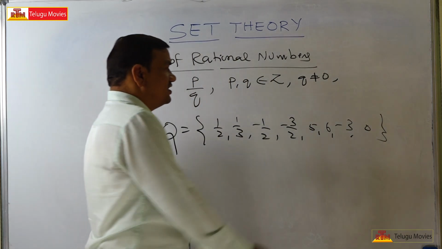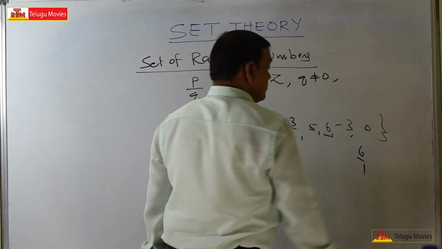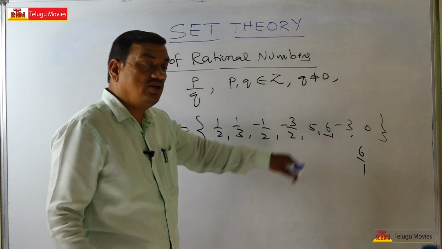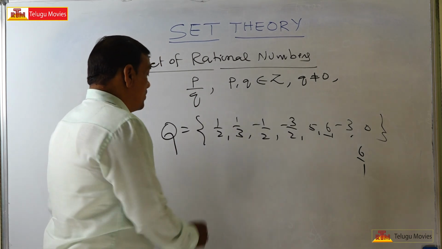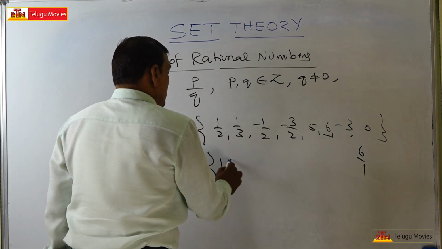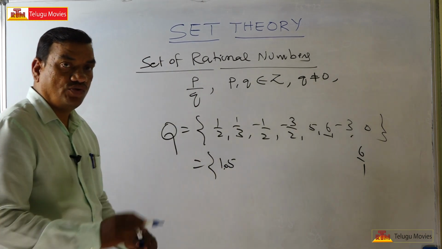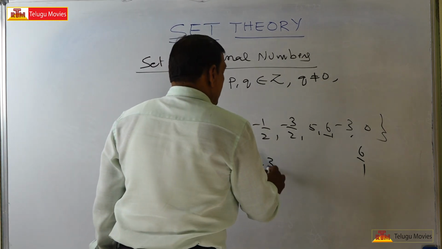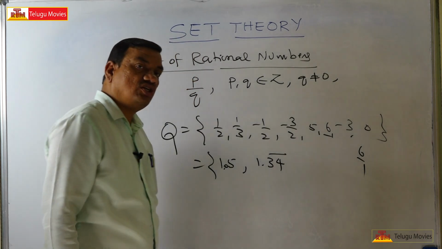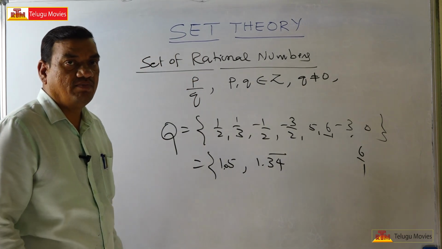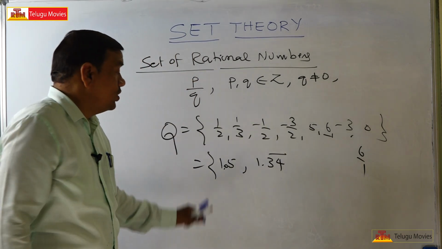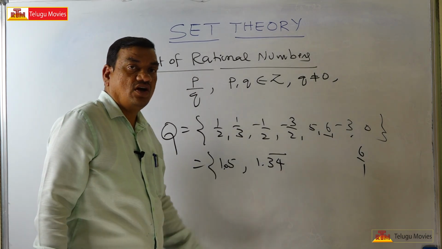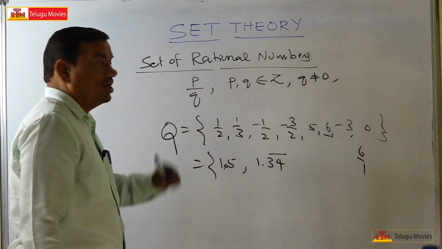Understand? Why? Sir, 6 is a rational number as 6 by 1. We can write it as a rational number. 5 is a rational number as 5 by 1. Sir, 1.5 is a rational number as 1.5 is equal to 15 by 10. We can write it so. And 1.34 bar is also a rational number, as we can write it as a rational number. In number theory you will come across all these things; these are all sets of rational numbers.